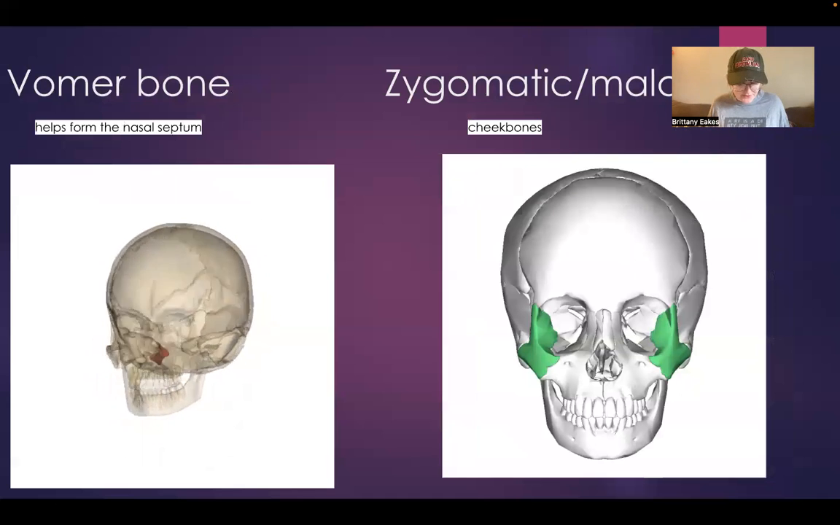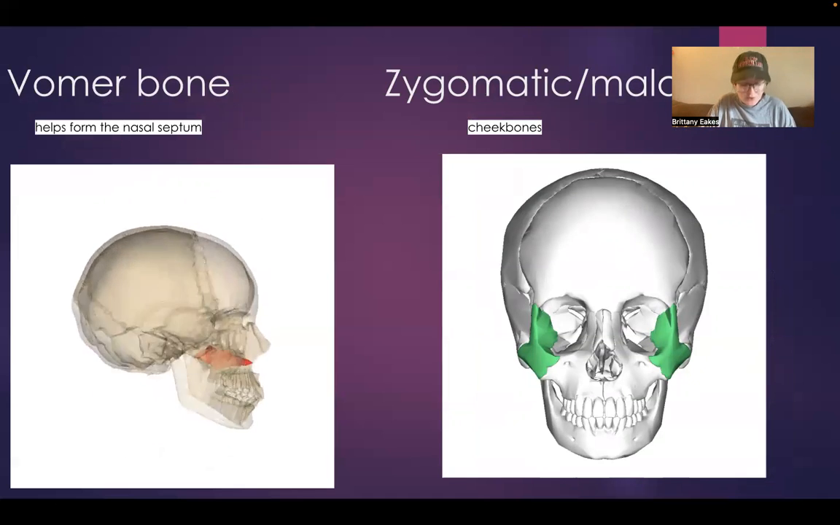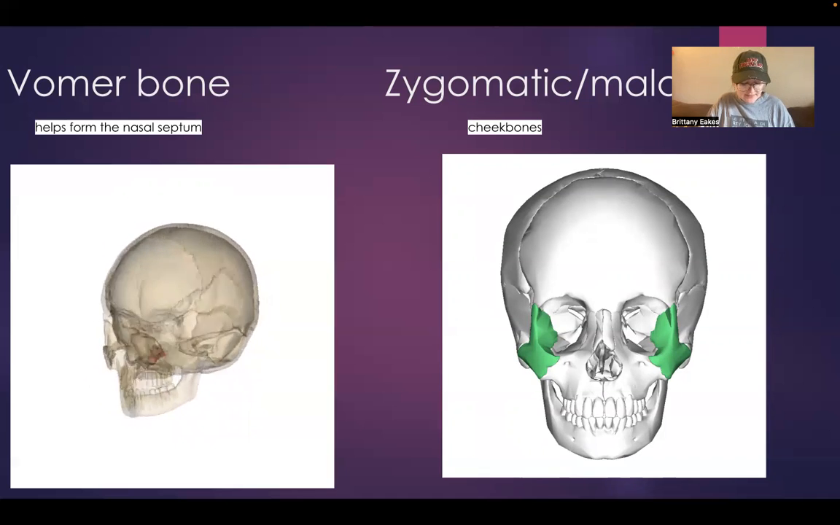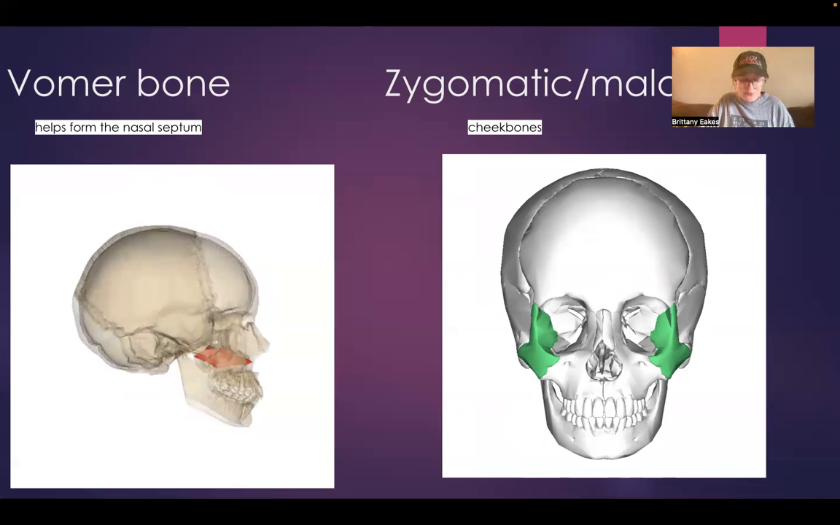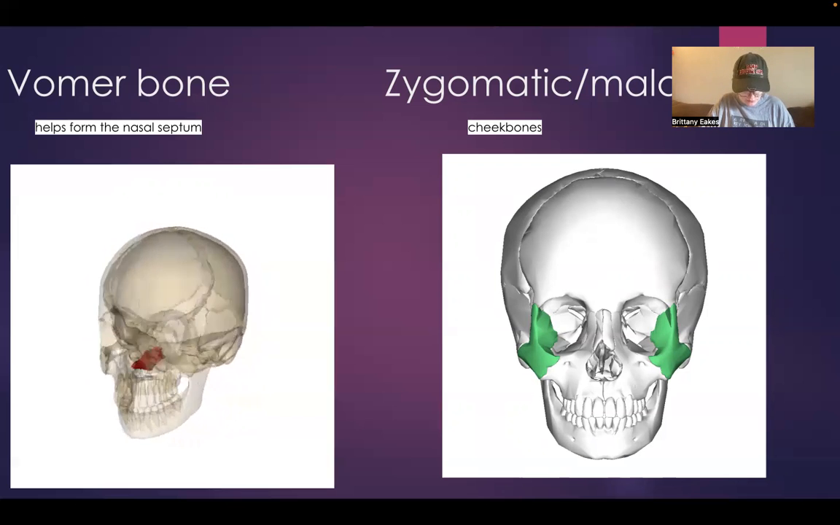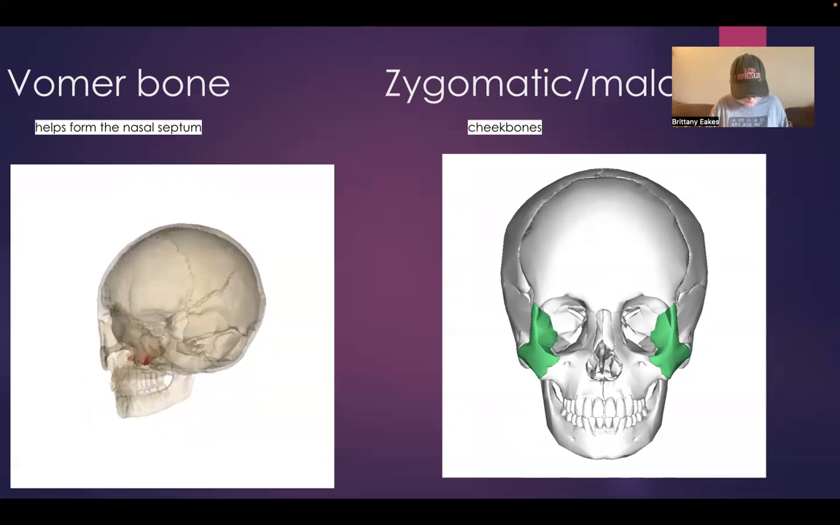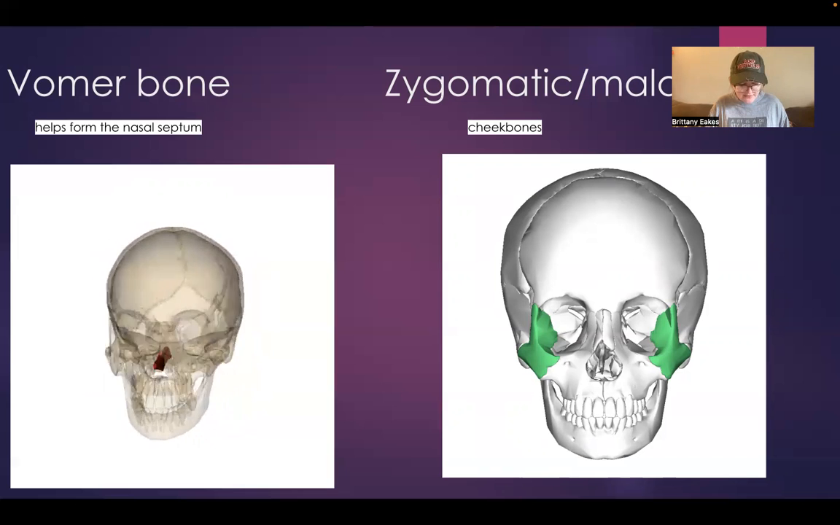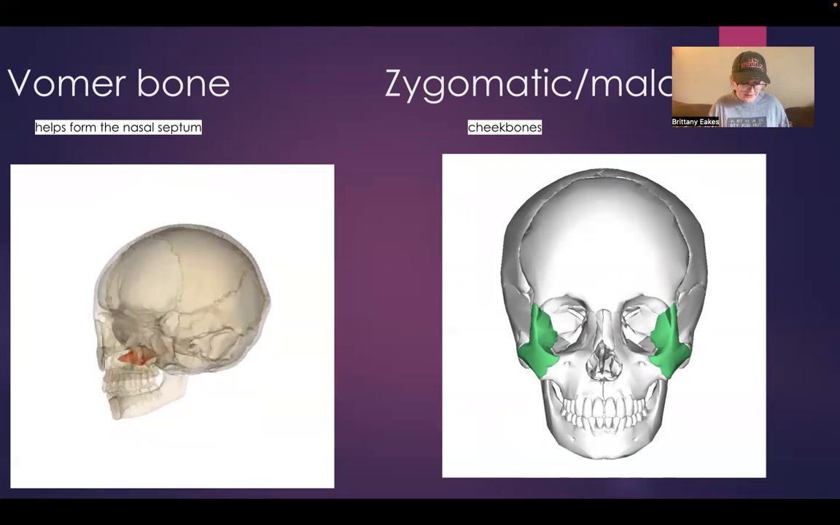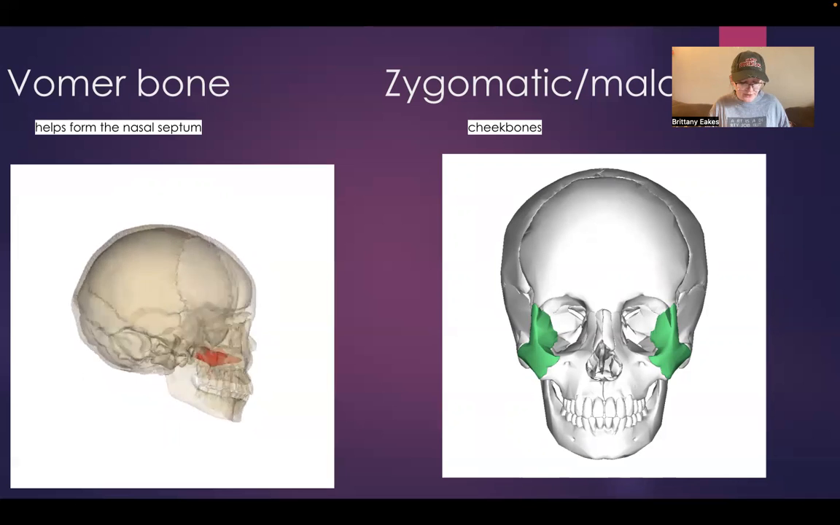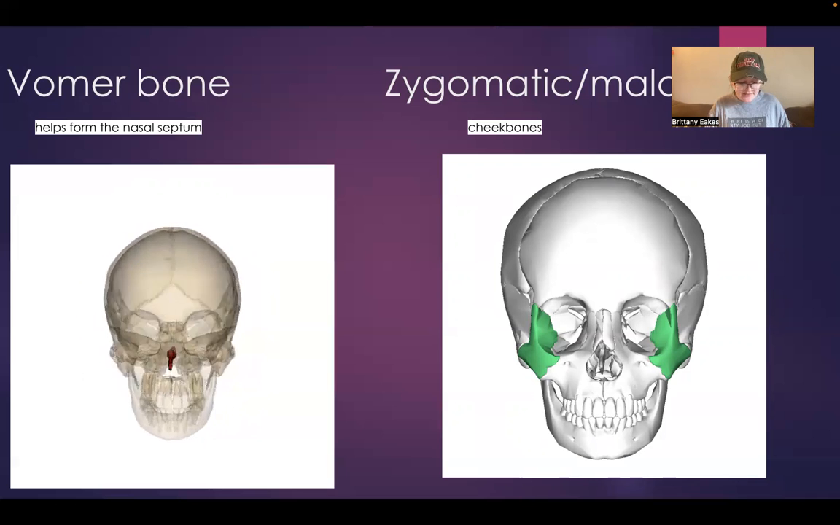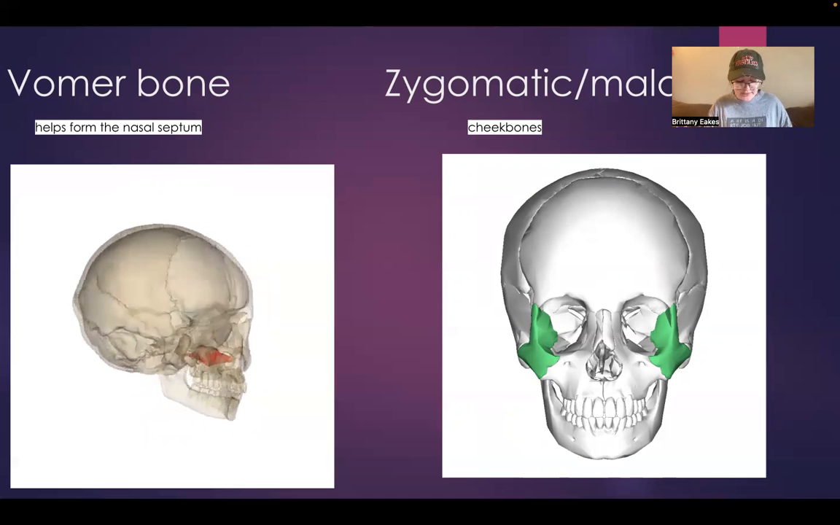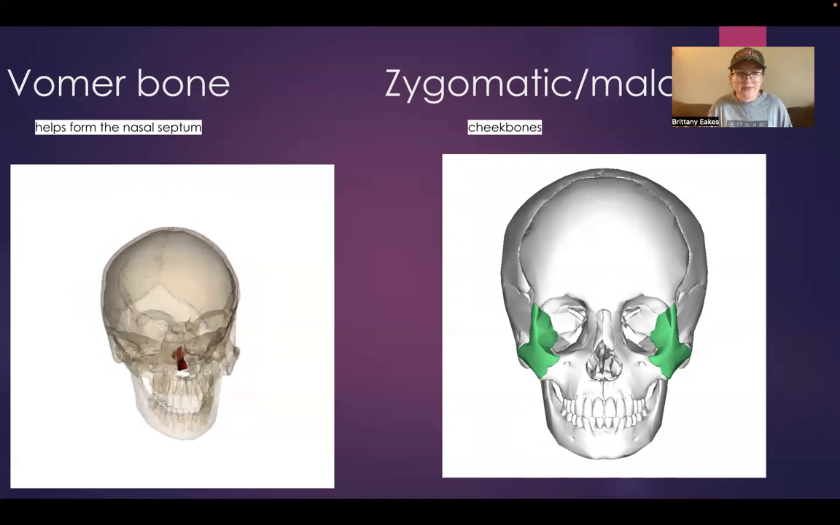The vomer bone is a triangular shaped bone on the floor of the nasal cavity, and it articulates superiorly, or towards the top, with the perpendicular plate of the ethmoid bone and sphenoid bone, and inferiorly, or lower, with both the maxillae and the palatine bones. So the vomer bone forms the inferior portion of the bony nasal septum.